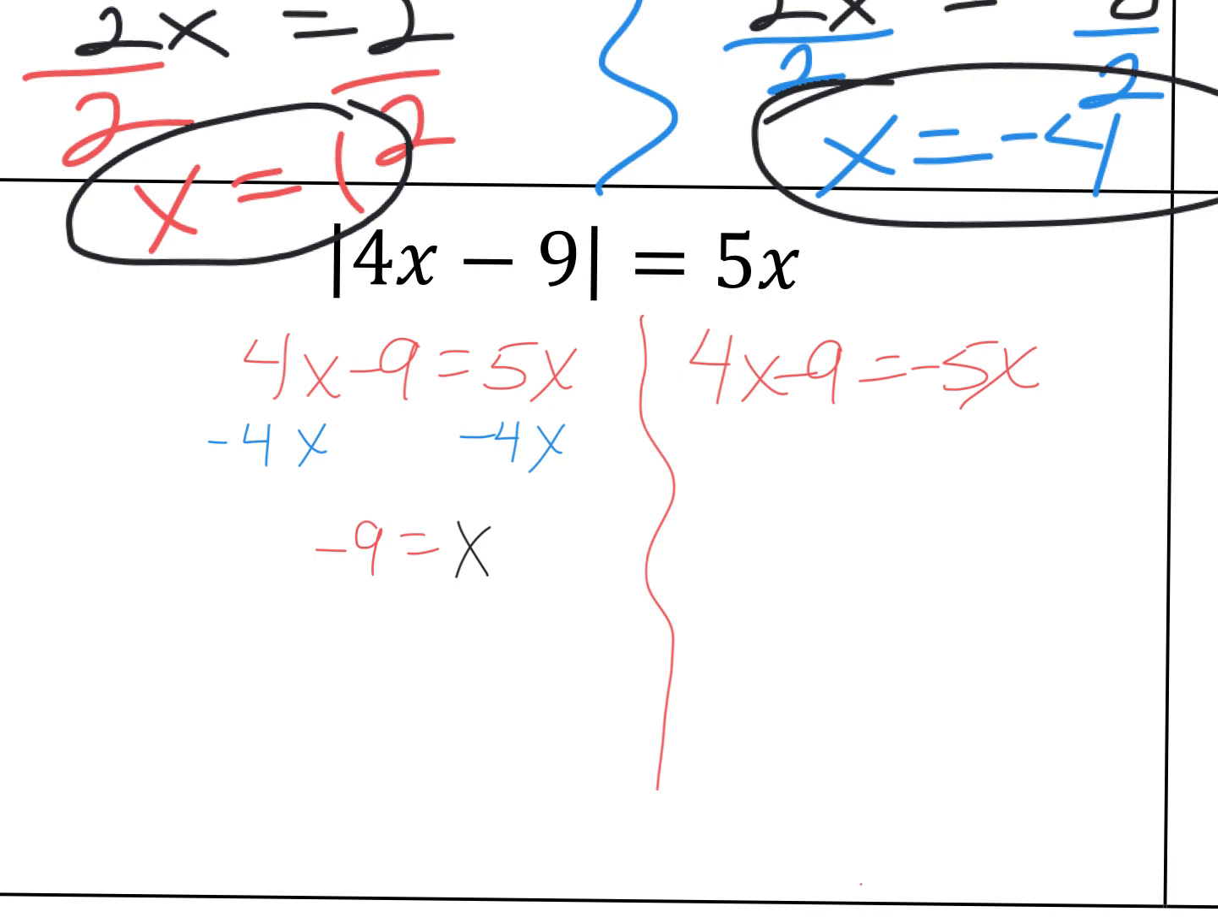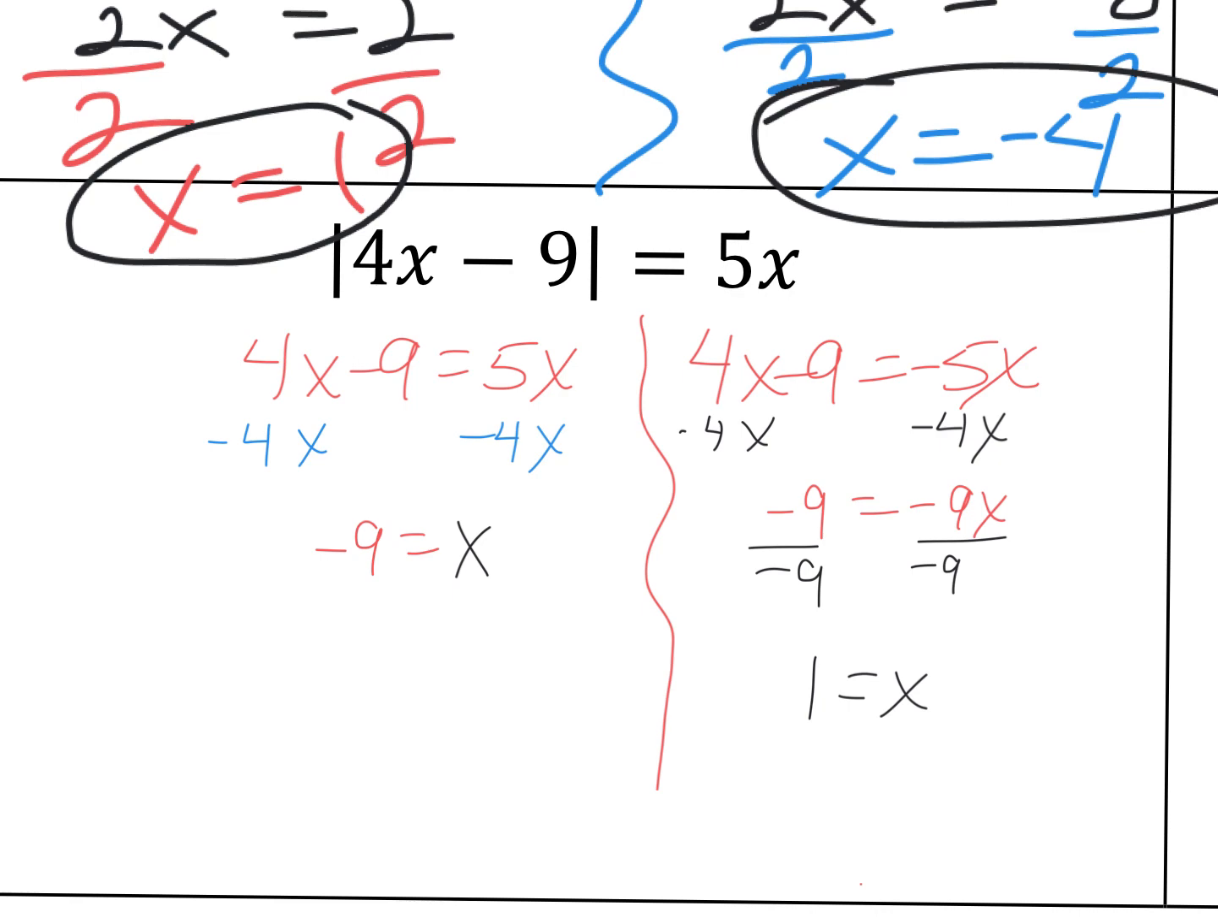Let's work out our other one over here. Again, we're going to subtract 4x from the left and subtract 4x from the right. Bring down our negative 9 equals, and then when you subtract, our negative 5x minus 4x is negative 9x. And then here you'll need to divide by negative 9, and you'll get x equals 1, okay?